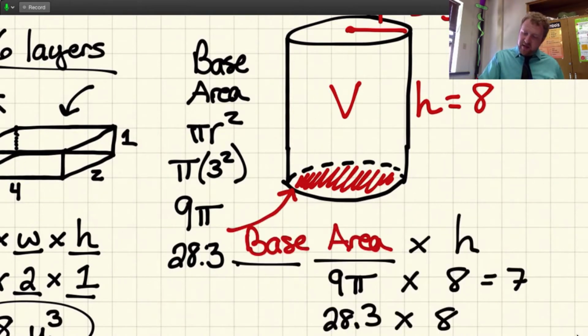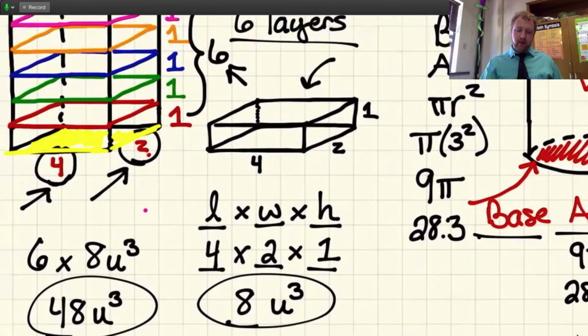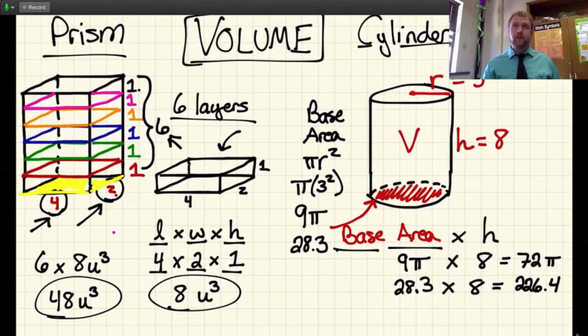So this is going to either be 72 pi, or what's 28.3 times 8? What is it, Jacob? All right, so that would be the volume. Now, look at the units for my prism. Okay, it's units what? Cubed. Very good. That's a really good word to use, cubed. Units cubed. All volume, no matter what object you're looking at, is going to have units cubed.